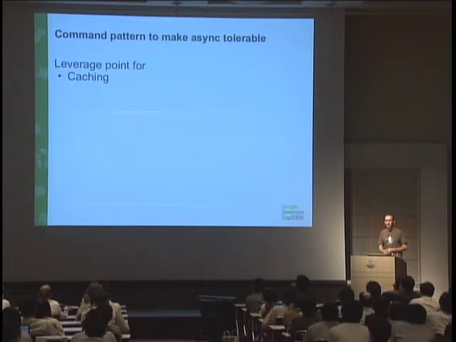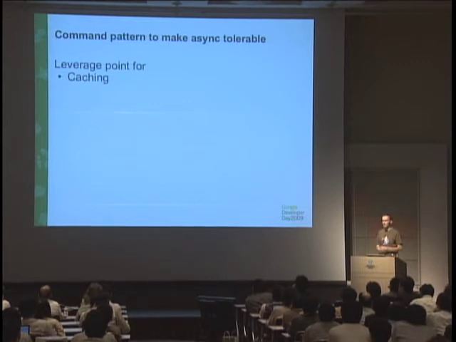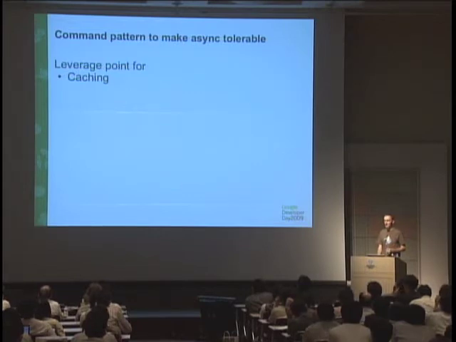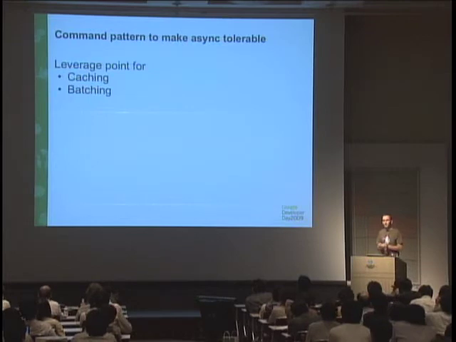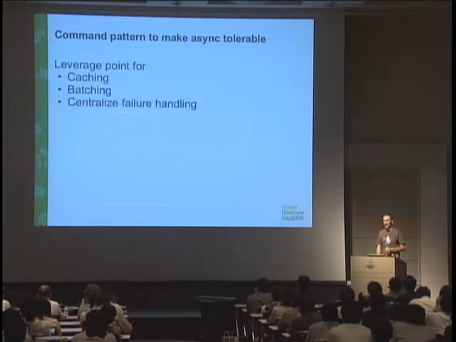The command pattern is a way of wrapping the things you want to do, like get information or update information. And it's a good leveraging point for caching. It allows us to make caching a little bit easier. It's also good for batching. We can take multiple gets of information, get contact A, get contact B, and group them together in one request to the server. It also allows us to centralize failure handling.